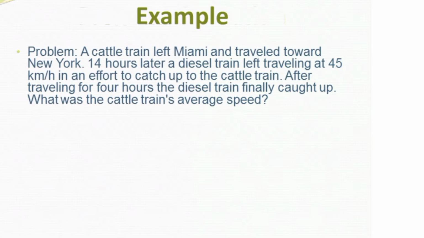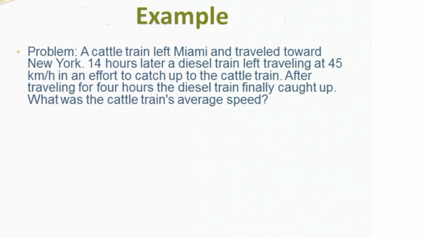So let's take a look at a quick example so you have an idea of what I mean by inputs, outputs, and processing. So here's a problem statement, something you might have seen in a junior high or high school algebra class. Okay, so we have a cattle train, it's leaving Miami, it's going towards New York. A little time later, we have a different train that leaves at a certain speed, and we ultimately want to know what the cattle train's average speed is.